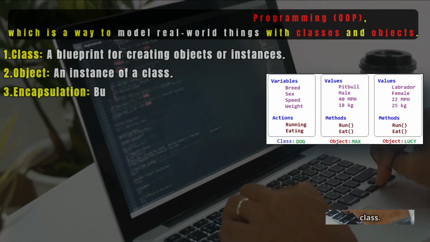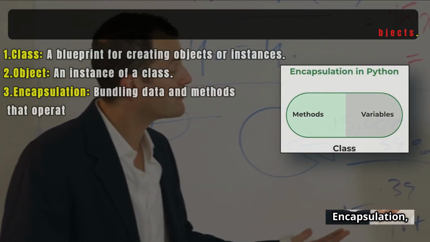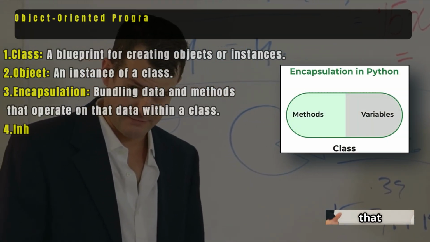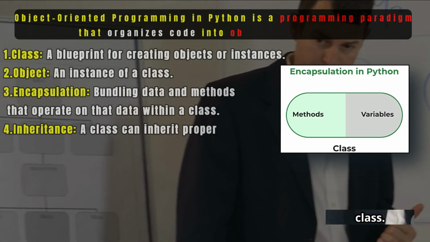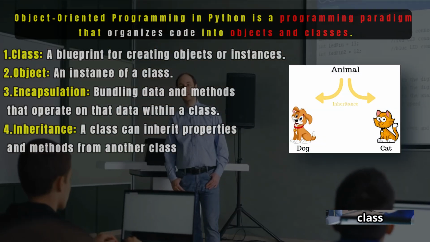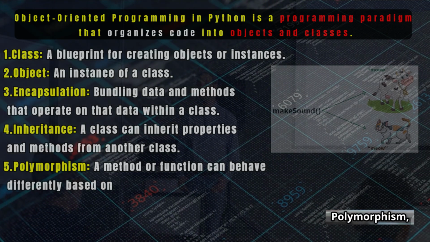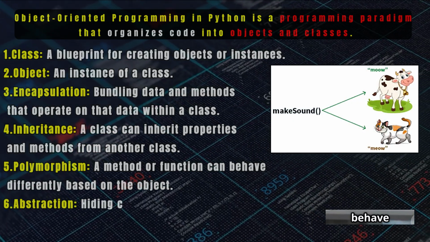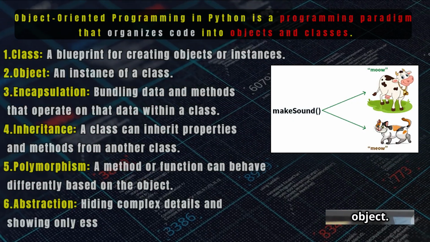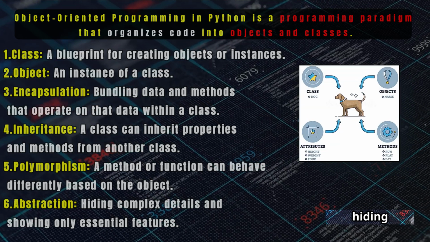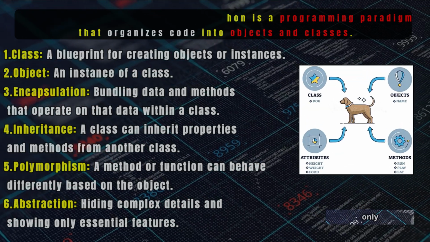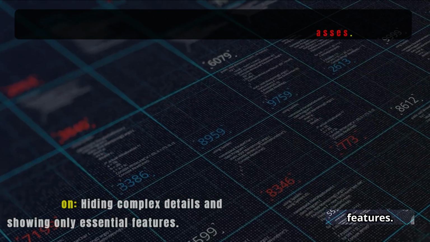object, an instance of a class. Encapsulation, bundling data and methods that operate on that data within a class. Inheritance, a class can inherit properties and methods from another class. Polymorphism, a method or function can behave differently based on the object. And abstraction, hiding complex details and showing only essential features.